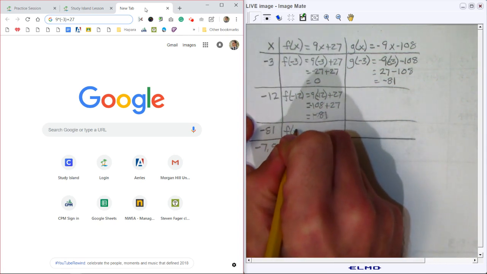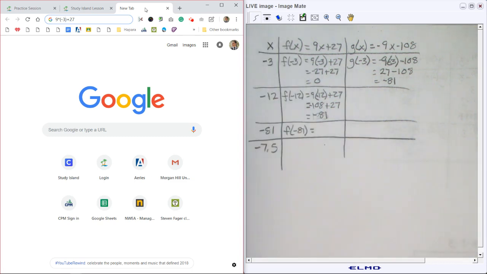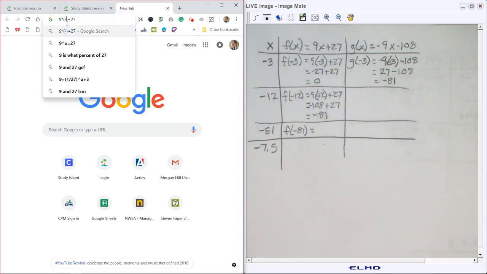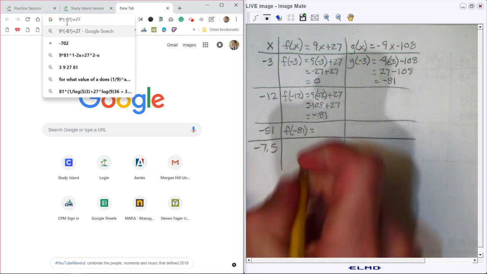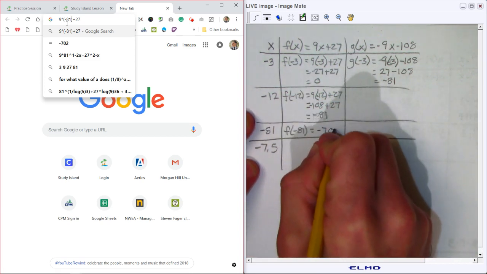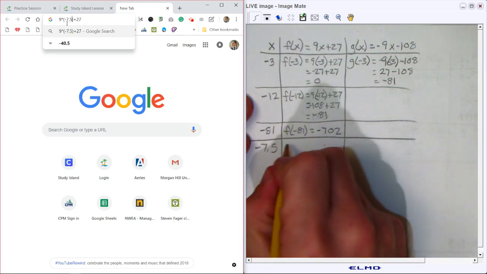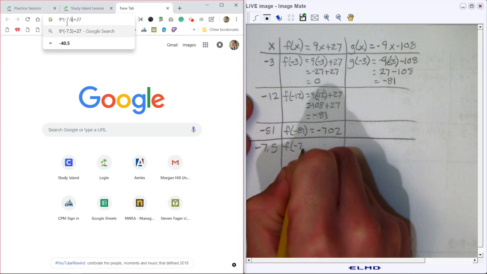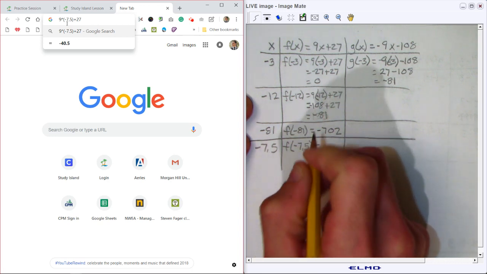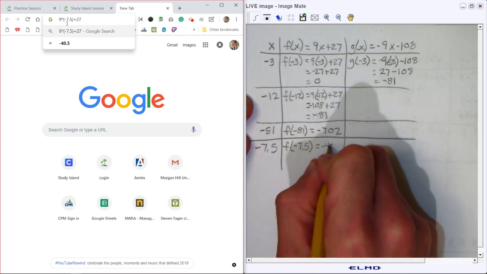F of -81. We've already input the formula up here in Google. We just change our -3 to -81, and we get -702. And for -7.5, you get -40.5. So feel free to use the calculator to make this easier on yourself. This is not something that you need to bang your head against the wall doing.